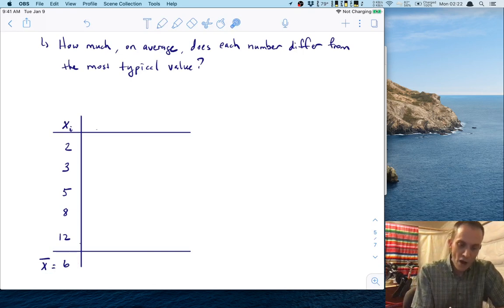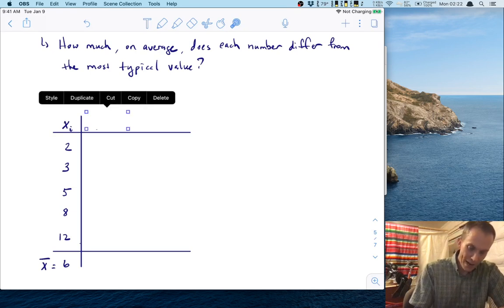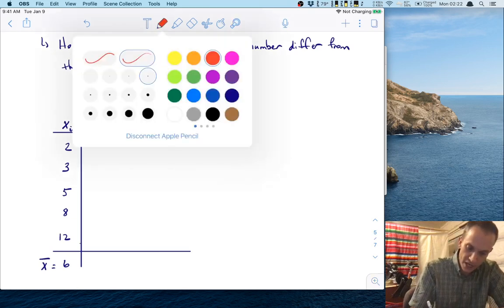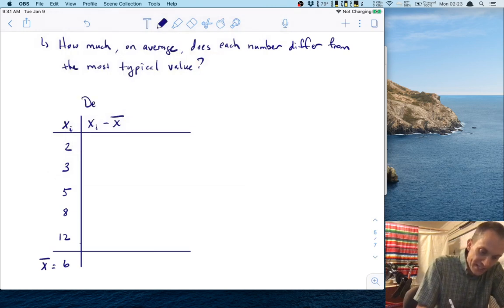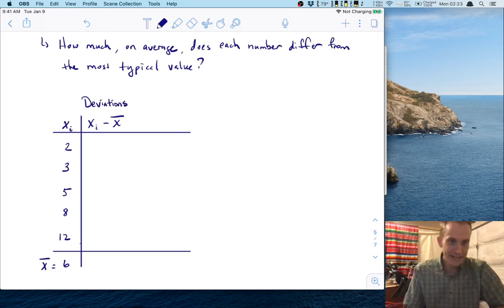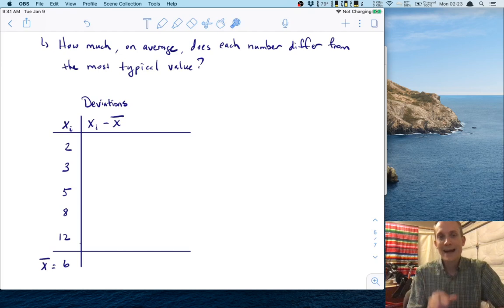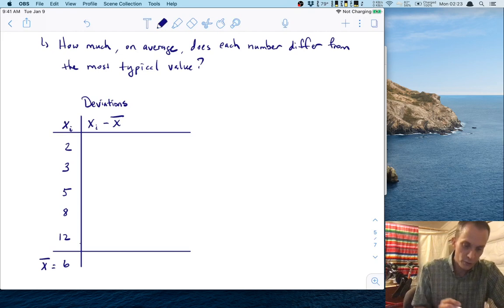Now, what I want to know is how much on average does each number differ from the most typical value? So what I'm really asking about is something called the deviations of each data point from the mean. As a formula, what I'm really trying to find out is the data point, xi, minus the mean. So for each one of these data points, xi, I'm simply going to subtract the mean, and that's going to give me a measure of its deviation from the mean. So let's go through and do those real quickly.